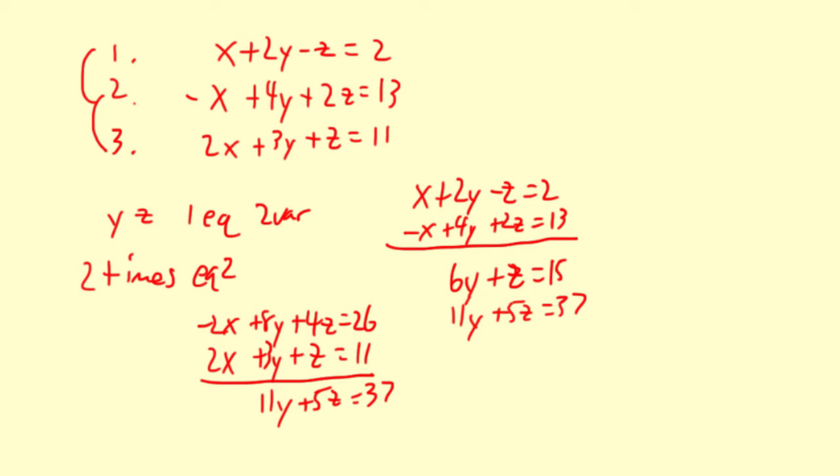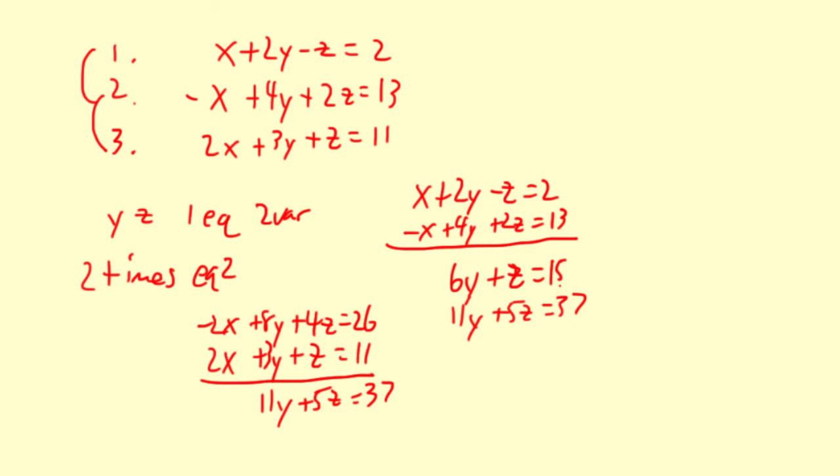So this is something that I can solve more easily. I can do a linear combination step here and then solve for y, then back substitute to solve for z, and then back substitute into one of the original 3 equations to solve for x. So that's what you do. You use some linear combinations and eliminations to create a system of 2 equations and 2 variables. Then you can solve for 1 variable and then back substitute to solve for the other 2.